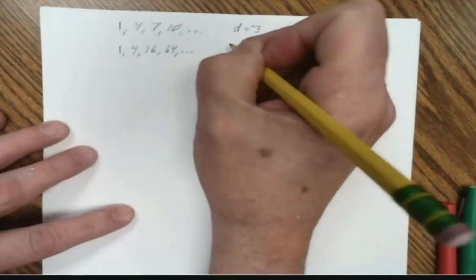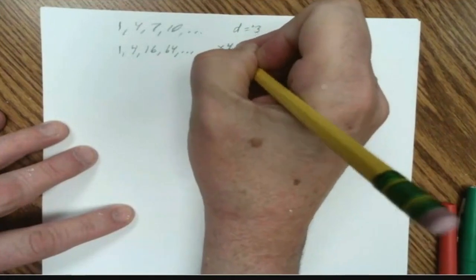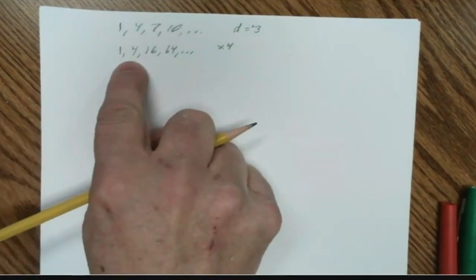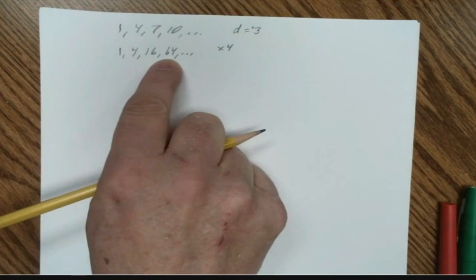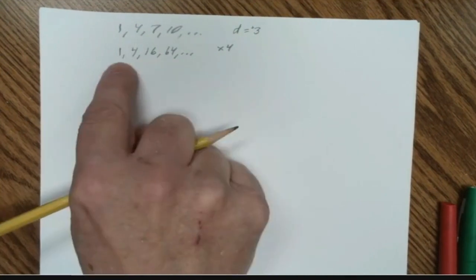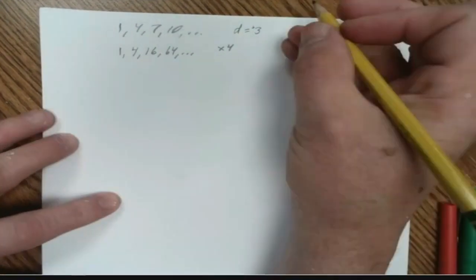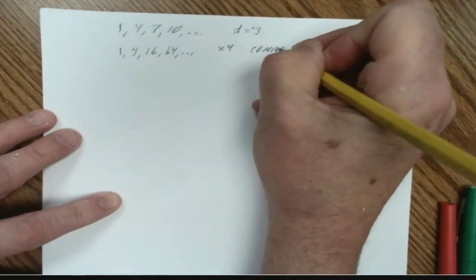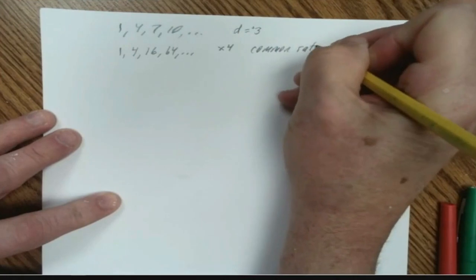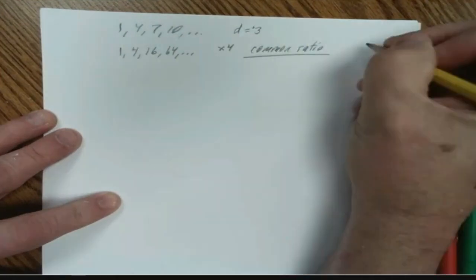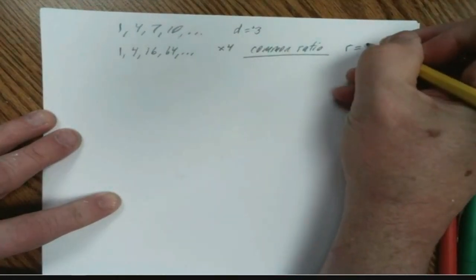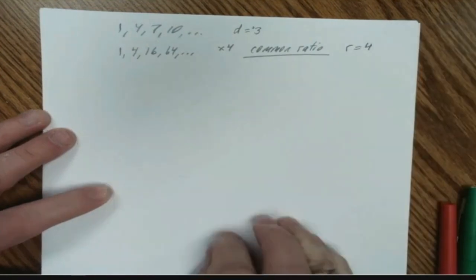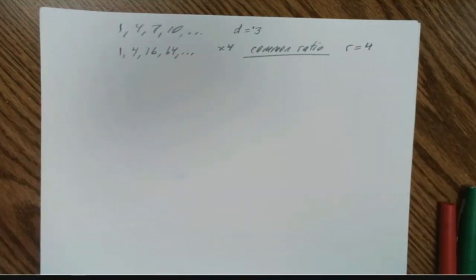Multiplying by 4. Thank you, Abraham. So it's times 4 each number. 1 times 4 is 4, times 4 is 16, times 4 is 64, and that's what it's doing. So this was a common difference. For geometric, it's a common ratio. So we will call it r equals 4, because the common ratio is being multiplied each time.